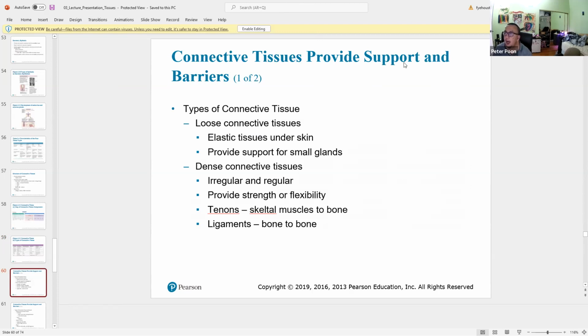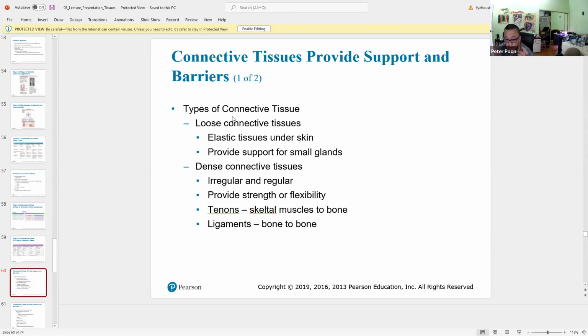Wow. Okay, there's some typos in here. Connective tissue provides support and barrier. So the types of connective tissue, and we're talking connective tissue proper, there's two types. There's loose and dense. The difference between loose and dense is the amount of stuff that's in there. Loose has much less fibers. There's more room to maneuver in loose connective tissue, so cells, like white blood cells, can move through loose connective tissue easily.